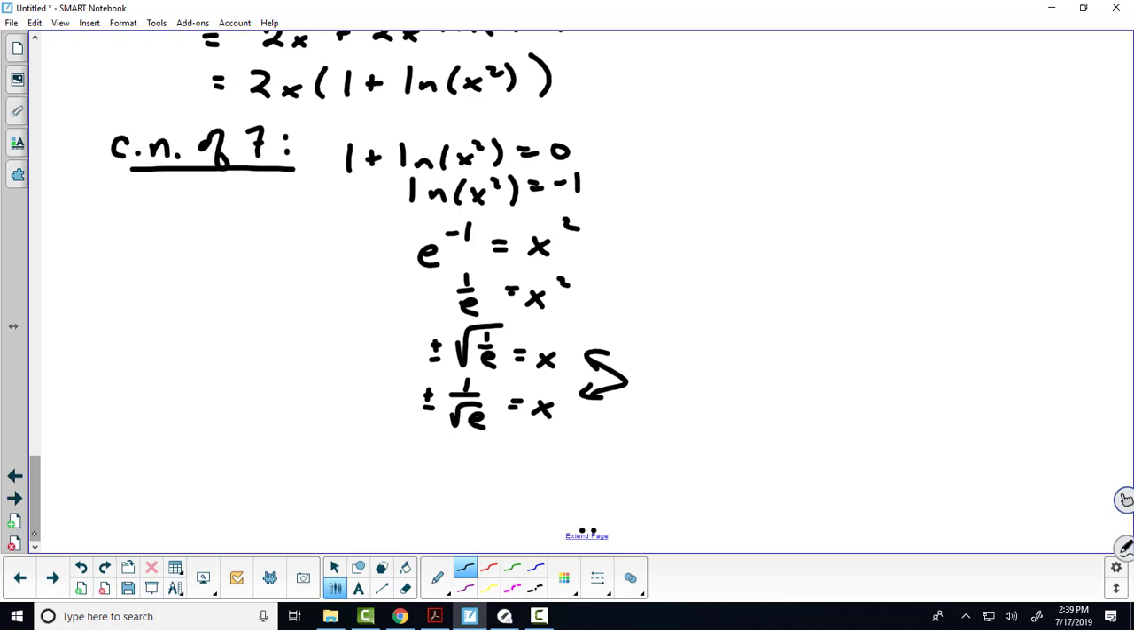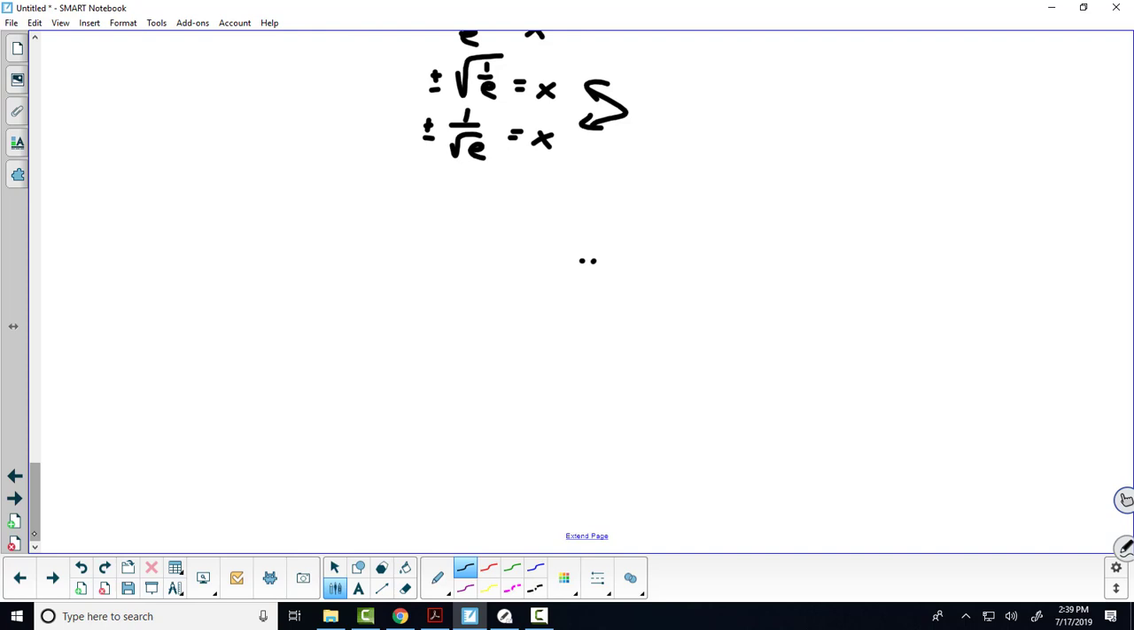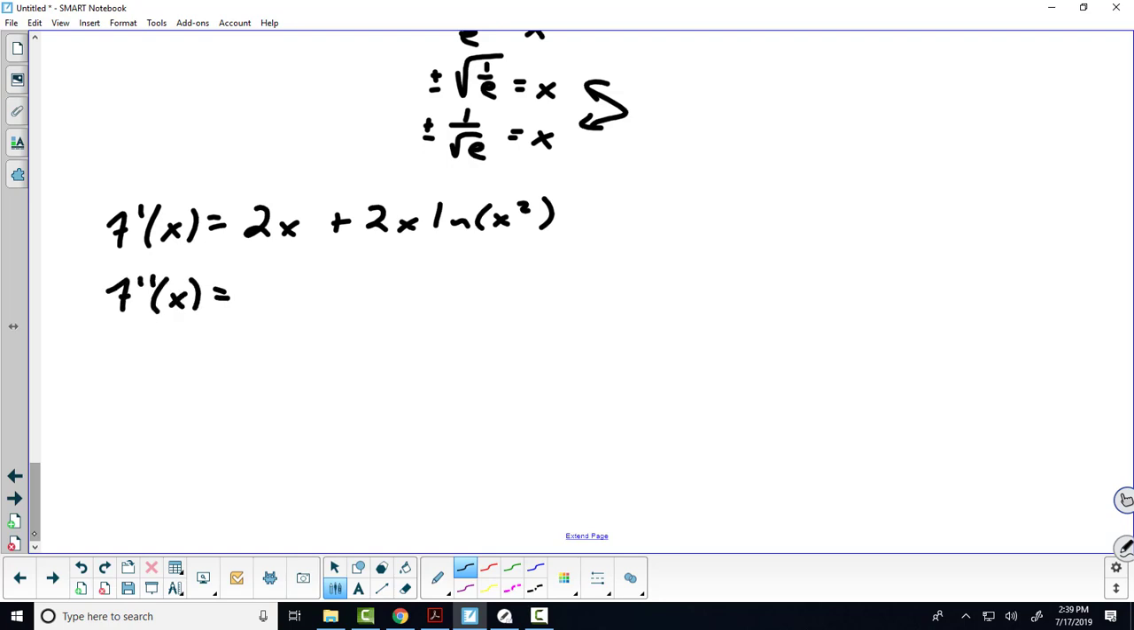Now let's go ahead and look at the second derivative here. So the second derivative, let's see here. I'm going to recopy the first derivative. We said it was 2x plus 2x ln of x squared. So now let's go ahead and find the second derivative. So the second derivative is differentiating termwise. There's the derivative of the first term. And then I'm again going to have to do this product rule.